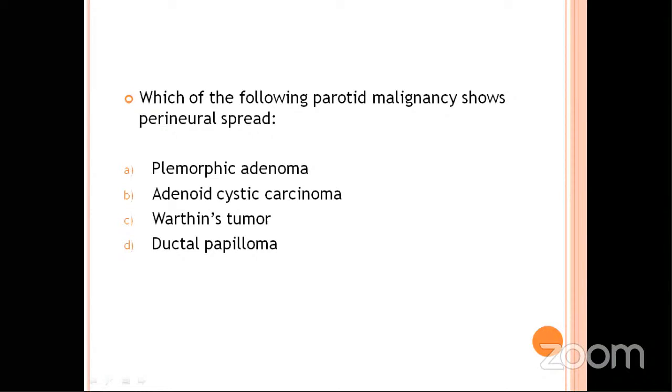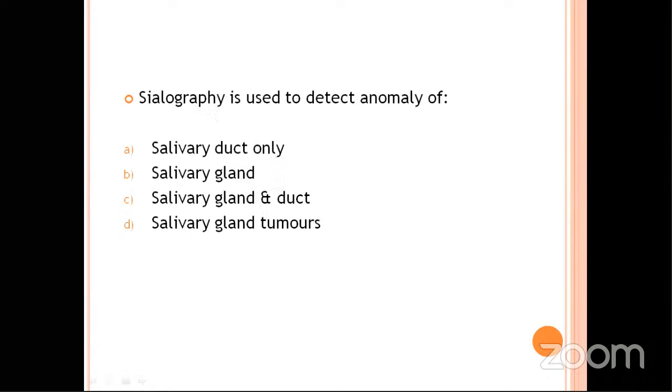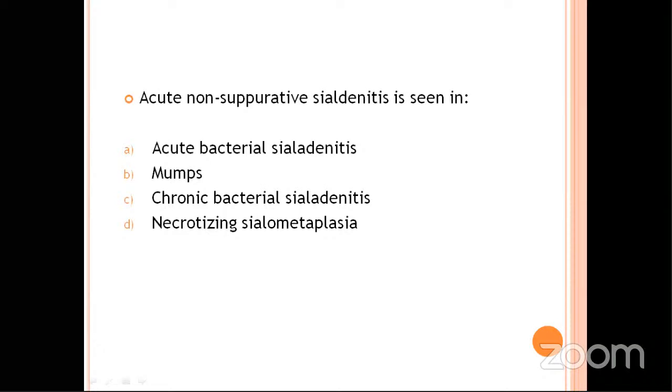Which of the following parotid malignancies shows perineural spread? It's a direct question. Again, adenoid cystic carcinoma. Sialography is used to detect anomalies of both the salivary gland and the duct. Whether the problem is in the duct or in the gland, sialography shows both. Acute non-suppurative sialadenitis is seen in mumps.